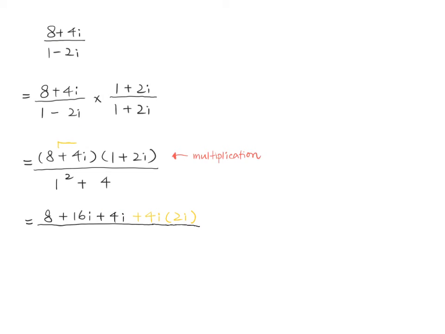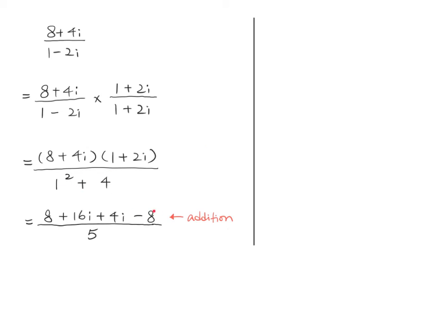Finally, we take the plus 4i multiplied by plus 2i. So positive gives us positive, and 4 times 2 is just 8. So we have plus 8i squared. But i squared is just -1, which leads to -8. Now the denominator is just 1 plus 4, which is 5.